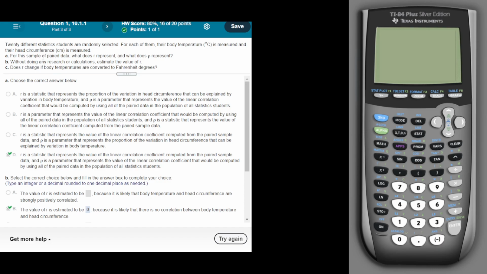It says for this sample of paired data, what does R represent? And what does rho represent? That's the Greek letter rho. It looks like a P. Yeah, this is the answer. Okay, so you can write this down, jot it down. This is basically the definition of R and rho. So R is a statistic that represents the value of the linear correlation coefficient computed from pair sample data. And rho is a parameter that represents the value of the linear correlation coefficient. That would be blah, blah, blah. You get the idea. All right.